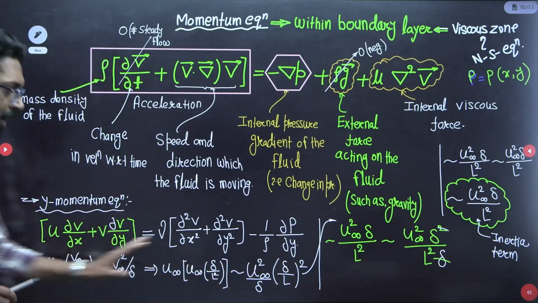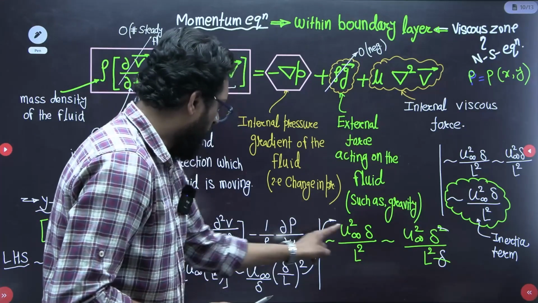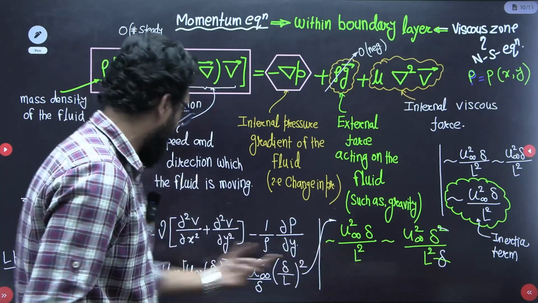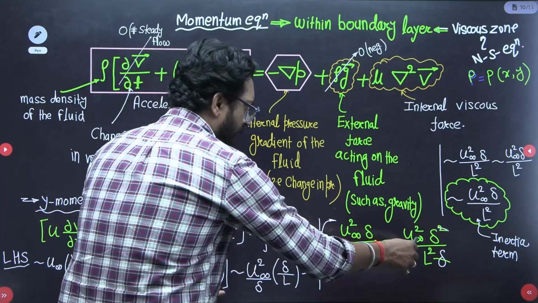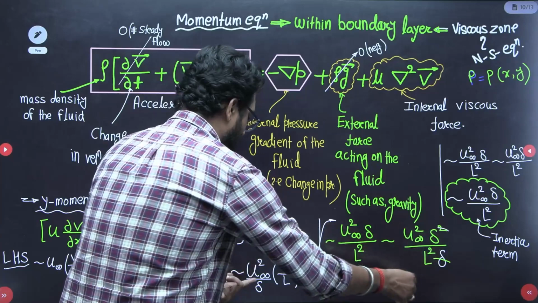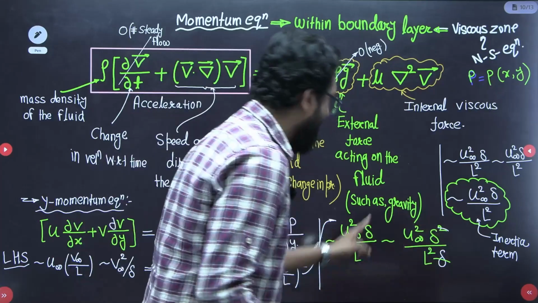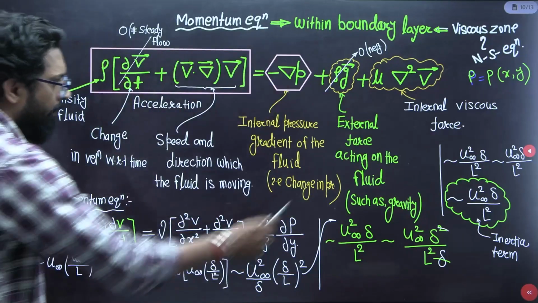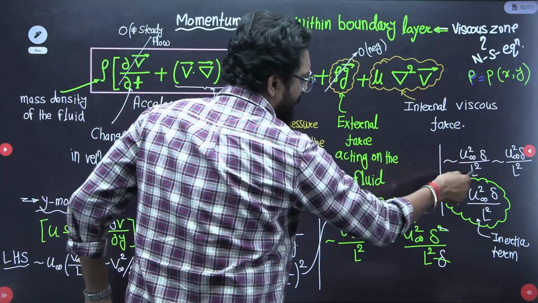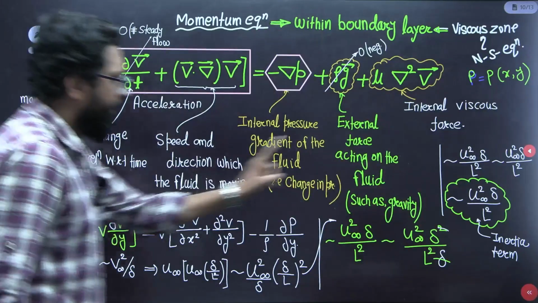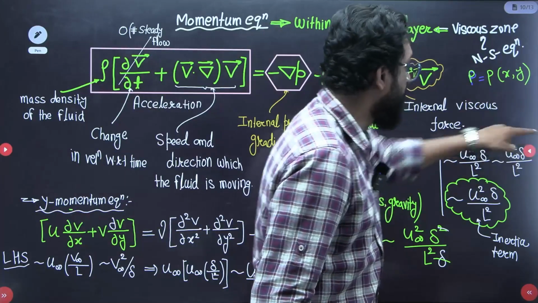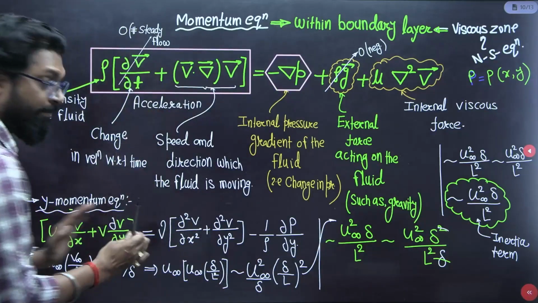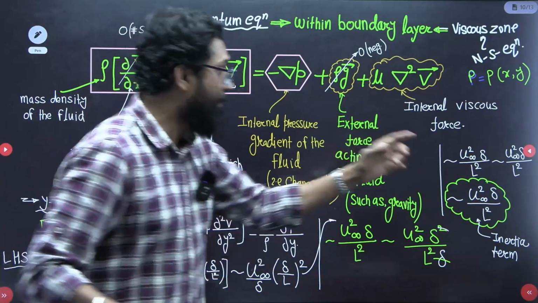That is done. Now, if you take this one here, so what is that? V infinite delta by L square. The order of magnitude of this one is u infinite square delta square by L square by delta. Now this delta cancels. That means the order of magnitude of this one is u infinite square delta by L square. See the beauty. Both of these terms have the same order of magnitude.